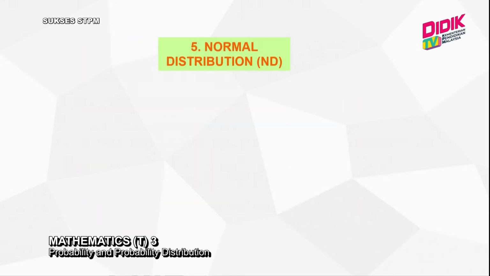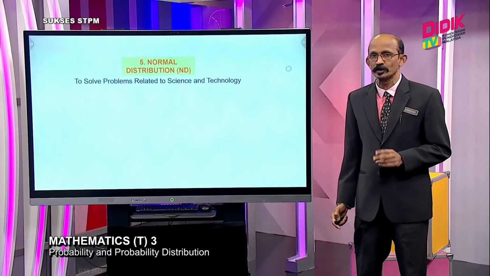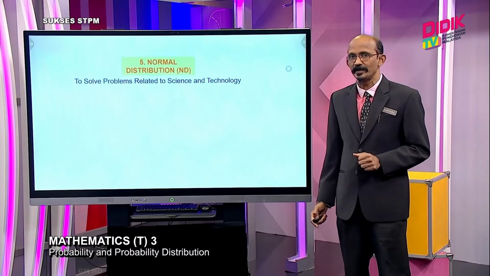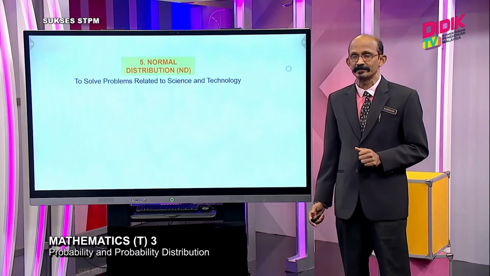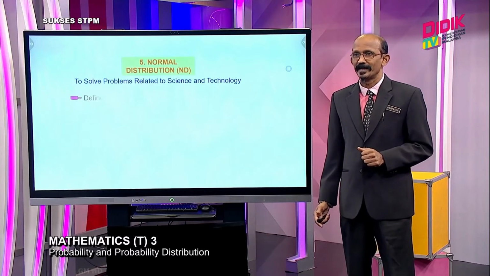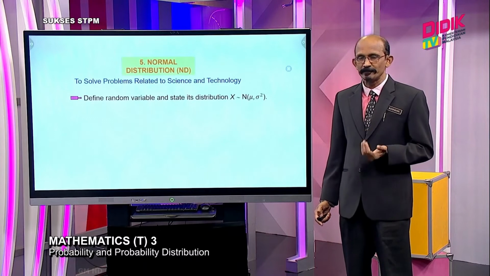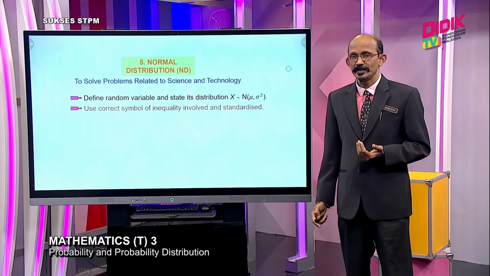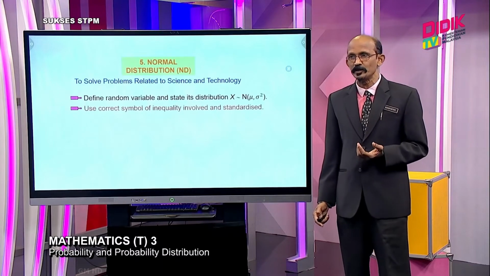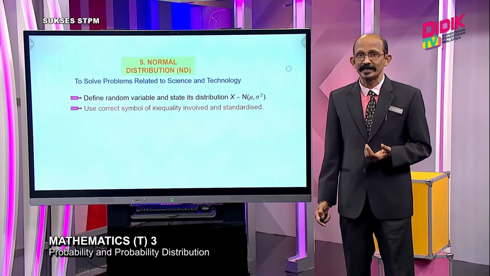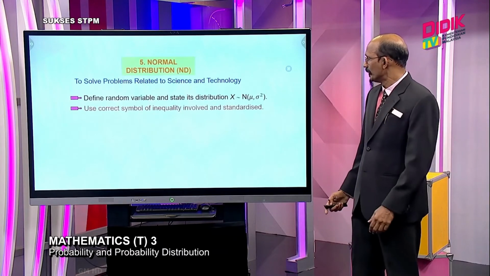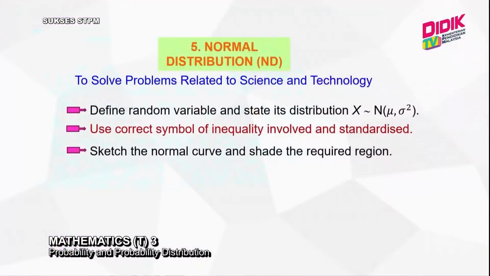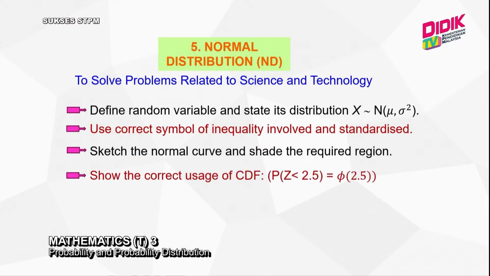The last part of this chapter is normal distribution. In normal distribution, you got 2 things. One is to solve problems related to science, mathematical science and technology. For this, you have to define your random variable and state the distribution. You need to use the correct inequality symbol and standardize. Next, you should be able to sketch the normal curve, shade the required region, and show the correct usage of CDF.